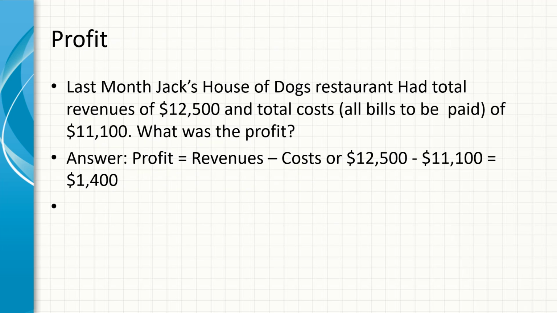Quickly for profit then. Last month, Jack's House of Dogs restaurant had total revenues of $12,500 and total cost, that is all bills to be paid, of $11,100. What was their profit? Well, of course, the profit is revenues minus cost, so it would be $12,500 minus $11,100, or $1,400.